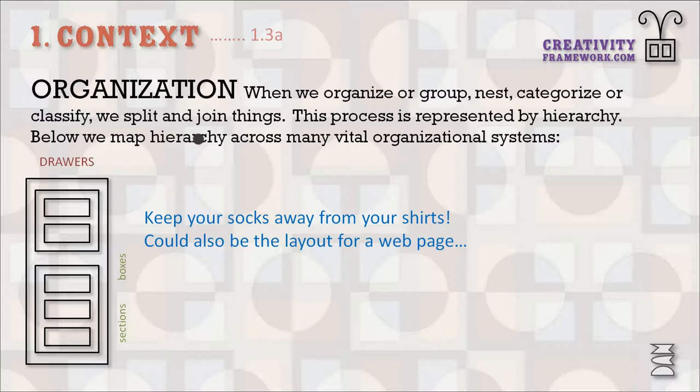So below, we're going to map a hierarchy across many vital organizational systems, starting with perhaps what you did this morning. You took your socks out of your drawers. And here's your pants. Well, all my stuff's on the floor, but some of you use these things. Now, these are called sections as well, or boxes. Indeed, they might even be the layout of a web page. Perhaps this is a wireframe diagram of your web page. So if you can see that organization, up here we have the whole page, then we've got the header. The header has maybe an ad and a logo. Here is the content area, and the content area has story one, story two, story three.